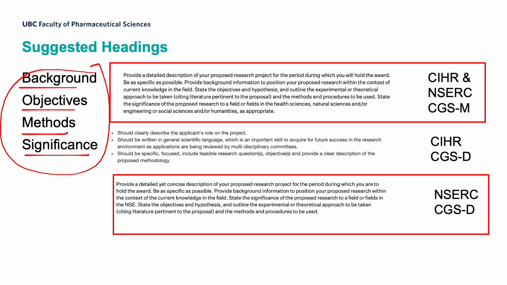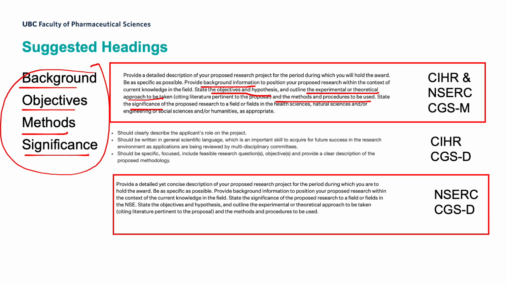Even if specific headings aren't required, it's good to match the headings with the description of the piece. So here you can see, for example, it says state the objectives and hypothesis. I've mixed the background information, the experimental or theoretical approach, which is the methodology, and then the methods and procedures to be used, and state the significance of the proposed research.